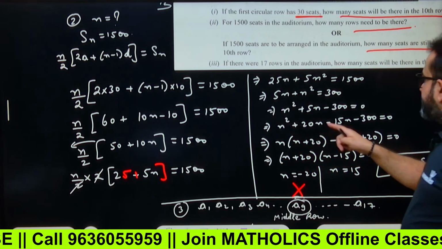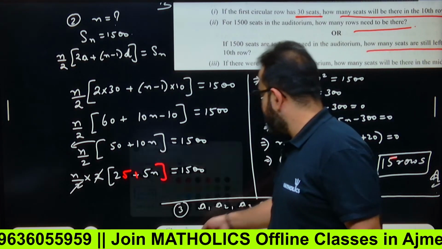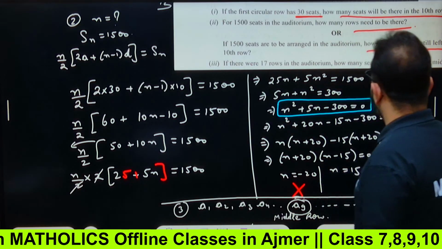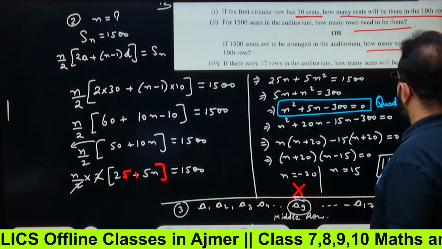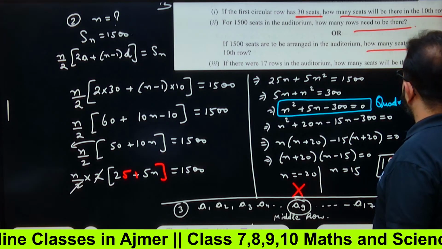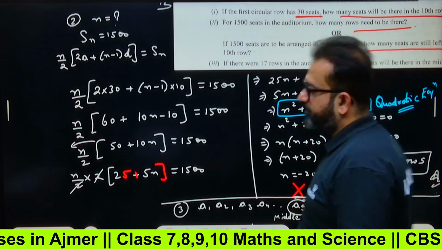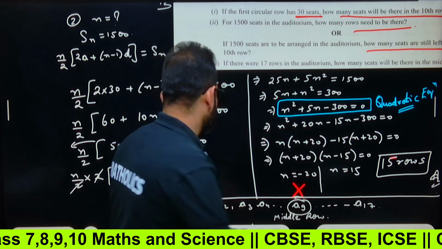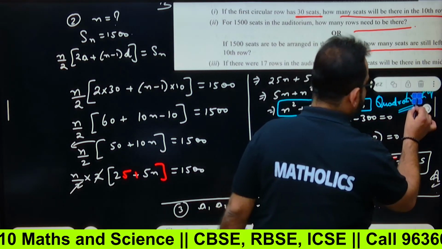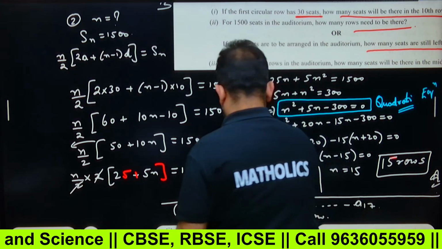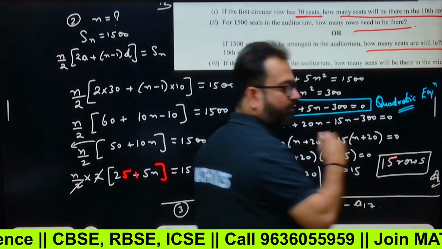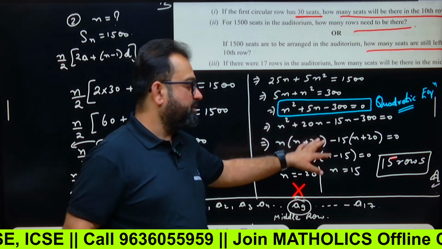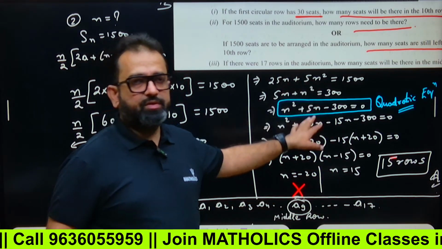This will be n square plus 5n minus 300. This is the final quadratic equation. Quadratic equation is the foundation of class 10 arithmetic area. Quadratic equation comes in arithmetic progression. This is how you see different chapters getting involved in each other. I have done it by splitting the middle term. You can do it by using the quadratic formula also.